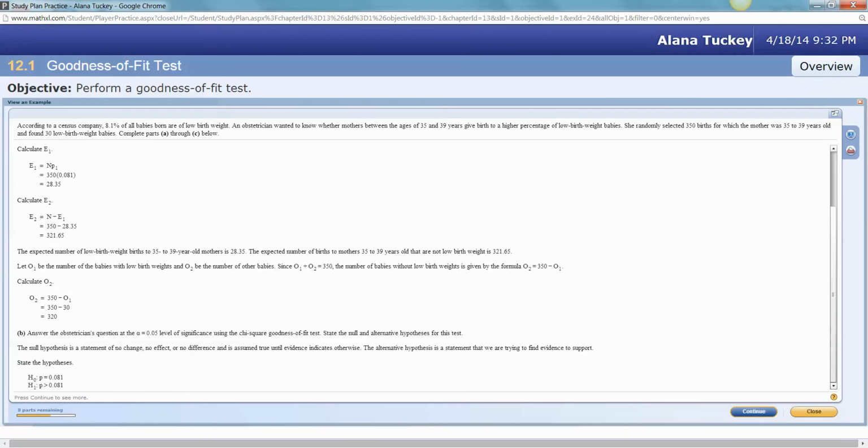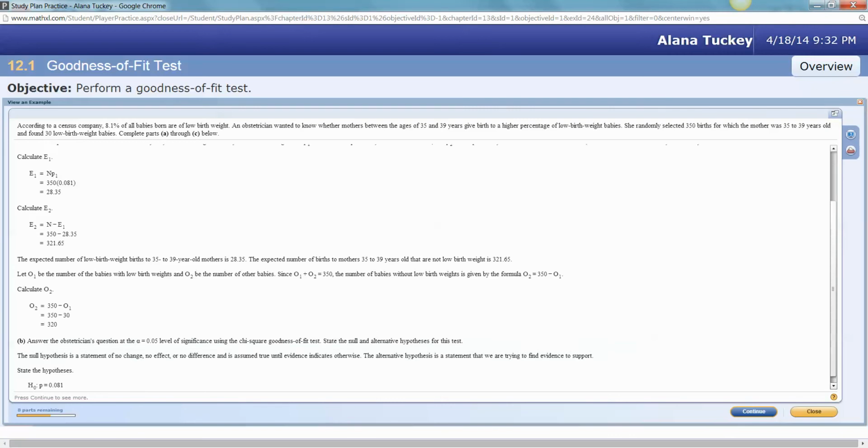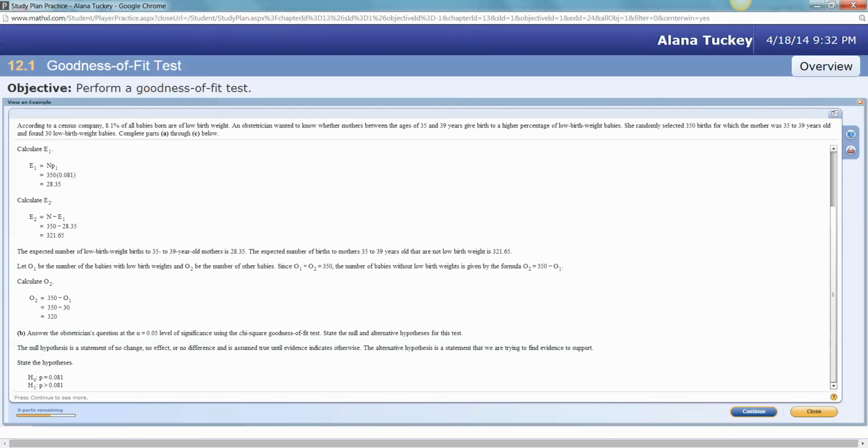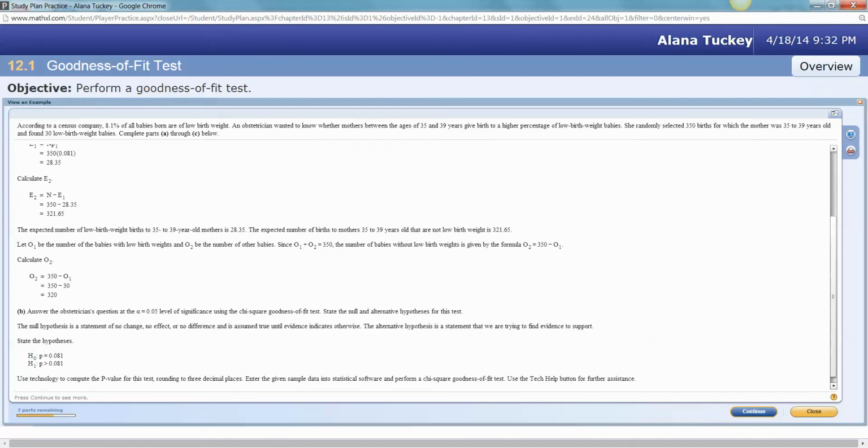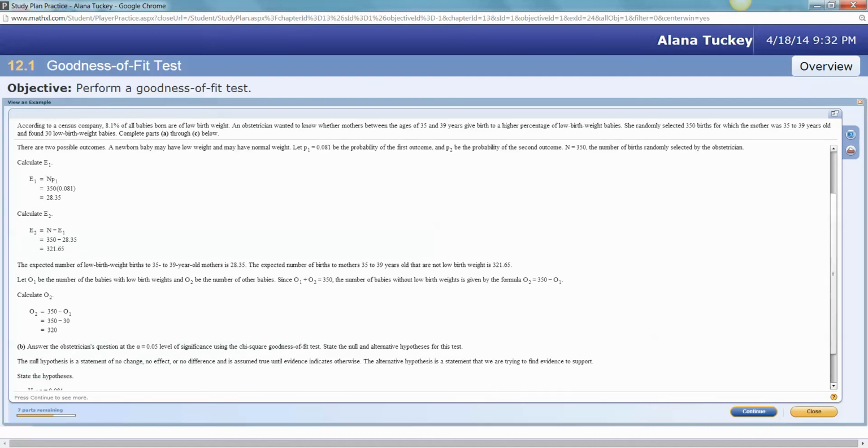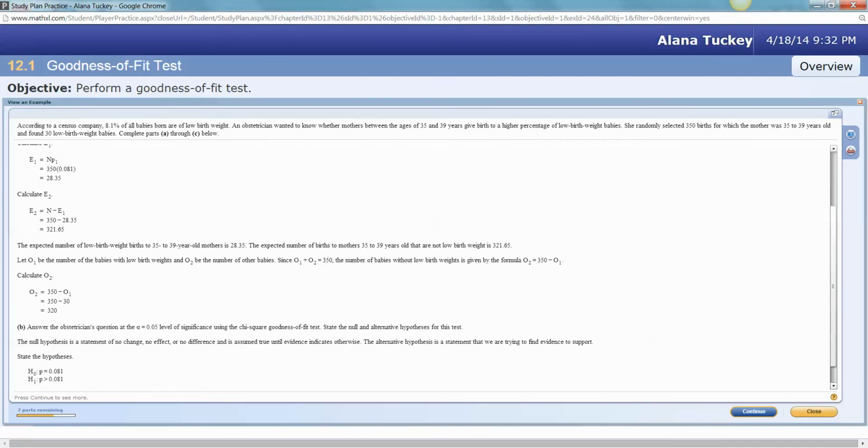And then they want us to test the claim, right? So answer the obstetrician's claim using the chi-square goodness of fit test and state the null and alternative hypothesis. So the null hypothesis would be that the proportion of low birth weight babies is what they said, 8.1%. And the alternative to that, this person is arguing a higher percentage, so that's a greater than.